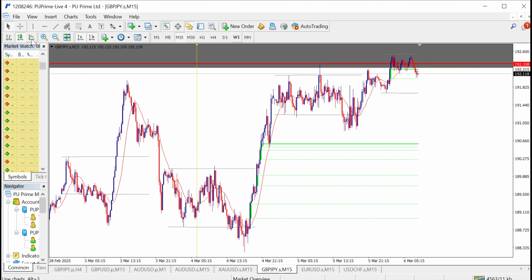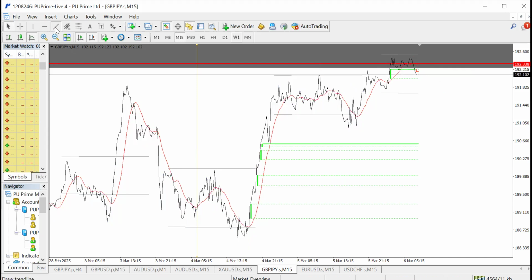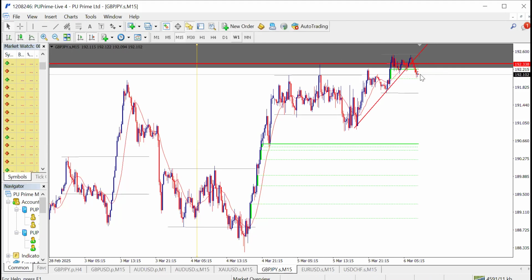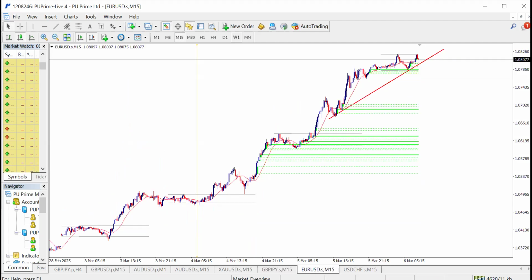So GBP JPY also, I'm waiting for a bearish sentiment because we have a break of structure here and a break of trend line. We have a trend line break, right? And judging that, we wait for a proper retracement before we sell. Okay, so GBP JPY, I'm waiting for a retracement before selling. So Euro USD, I'm kind of waiting for a break.